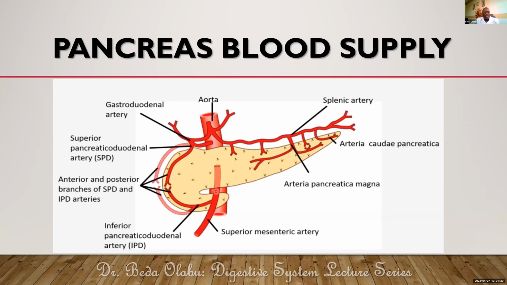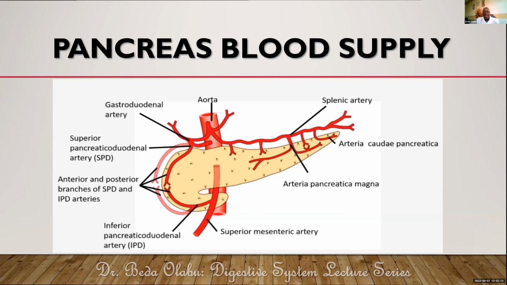Then the superior mesenteric gives you the inferior pancreaticoduodenal artery, again with the two branches, anterior and posterior. So the anterior ones communicate, the posterior ones also communicate. The communication of the superior and the inferior pancreaticoduodenal arteries is what we call the pancreaticoduodenal arcade. So that arcade supplies the head of the pancreas. Then the body and the tail of the pancreas are supplied by pancreatic branches of the splenic artery. Pancreatic branches of the splenic artery supply the body and the tail of the pancreas.